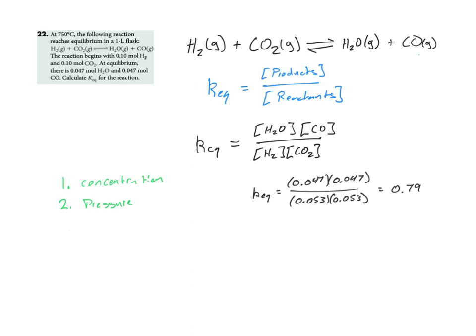In this case, I have 1 mole of hydrogen gas, 1 mole of carbon dioxide gas, 1 mole of water gas, and 1 mole of carbon monoxide gas. Since I have the same number of moles of gas on either side, I actually won't be able to cause a shift in this particular reaction by increasing or decreasing the pressure.